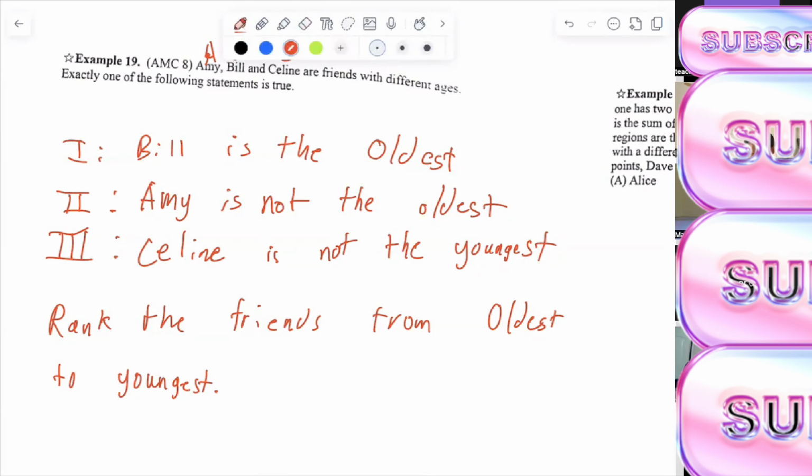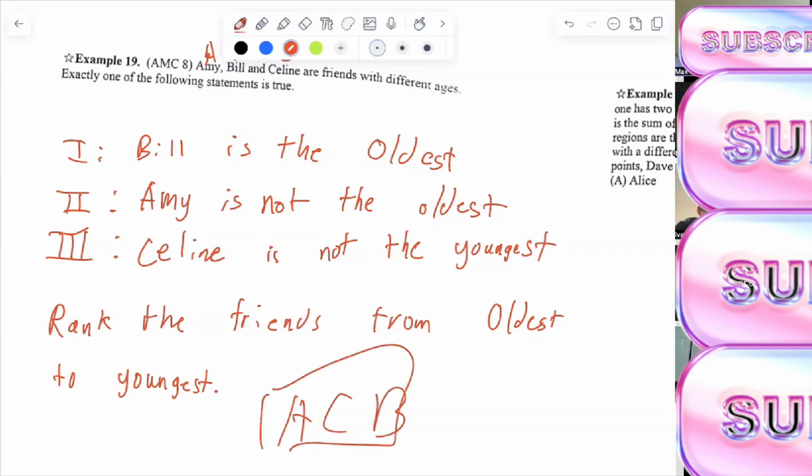So it means Celine is not the youngest. And Amy is the oldest, so it's A. Bill is not the oldest, and she is not the youngest. From there, the opposite of Bill being the oldest is Bill the youngest. So it'll be A, C, and B. So the answer is going to be A, C, and B.